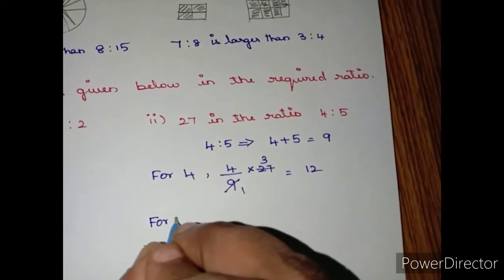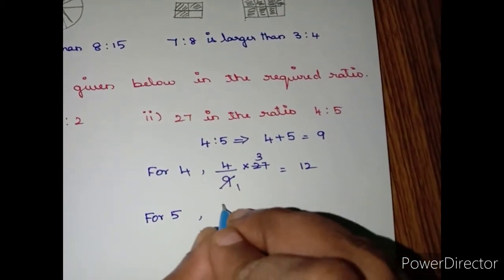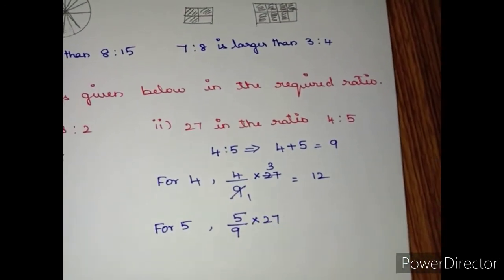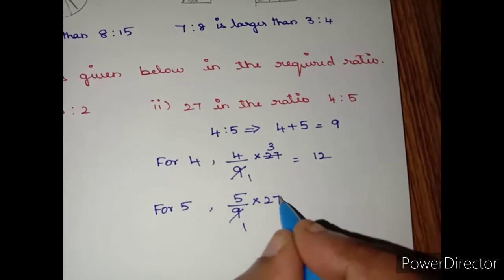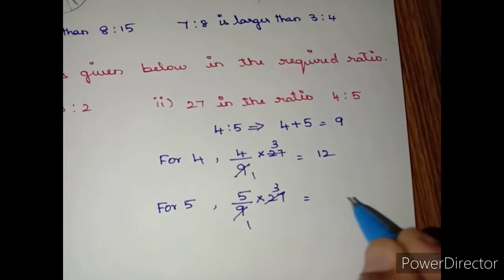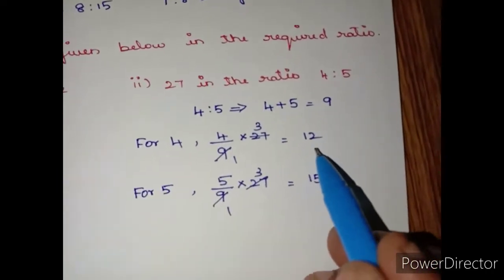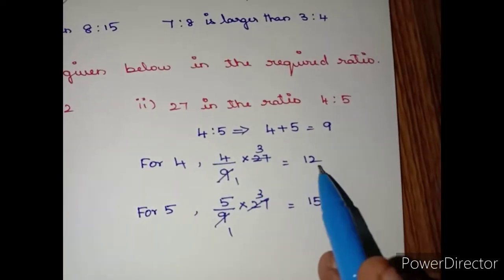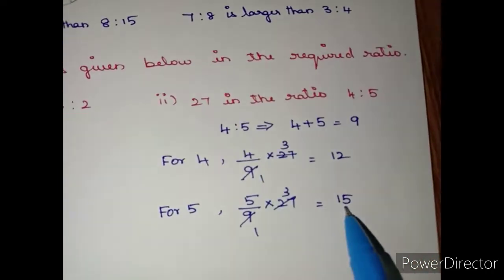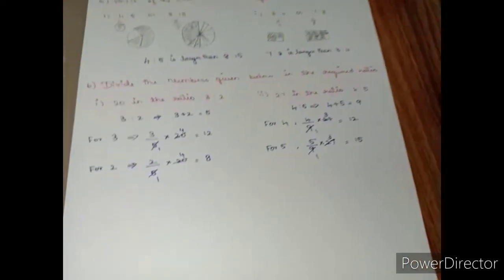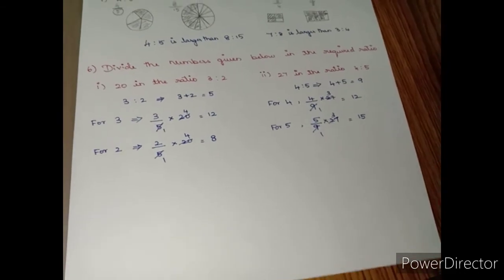For 5, 5 by 9 into 27. Again 9 ones are 9. 9 threes are 27. 5 threes are 15. So how many parts can it be divided into? For 4 it is 12. For 5 it is 15. So the third sum you will do as homework. We'll go with the next sum.